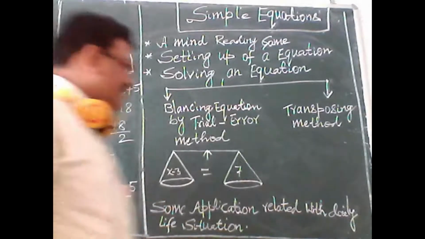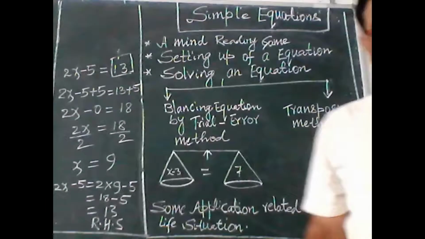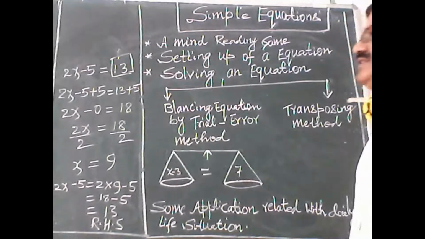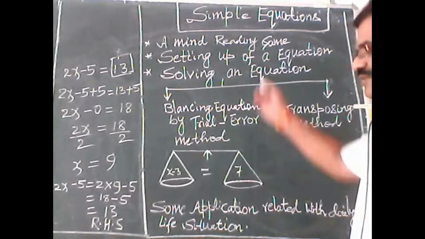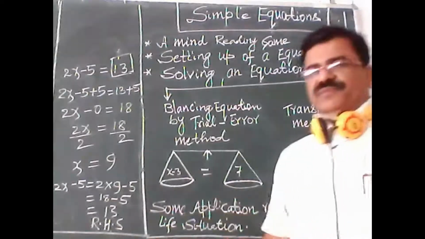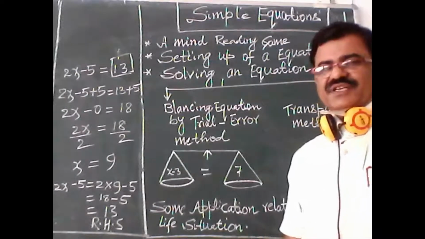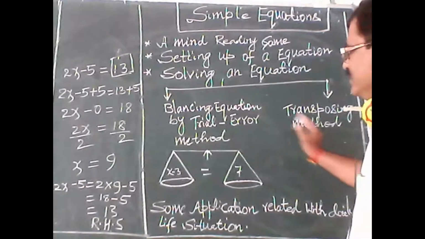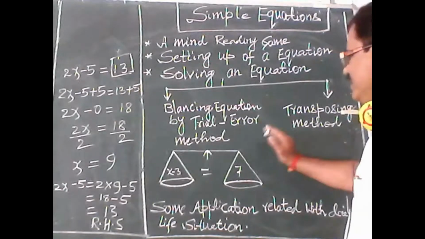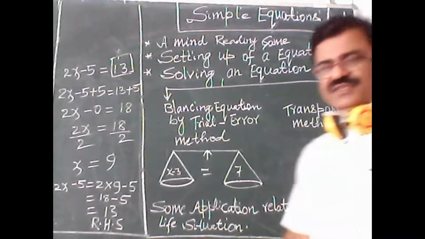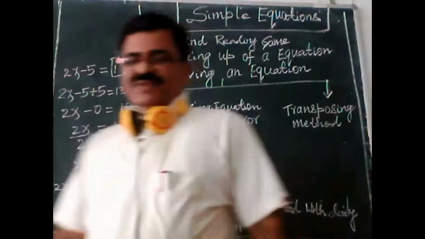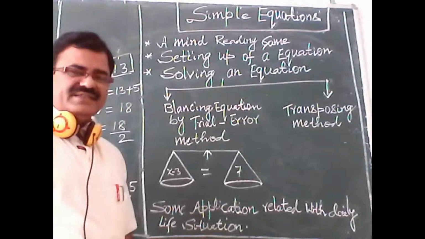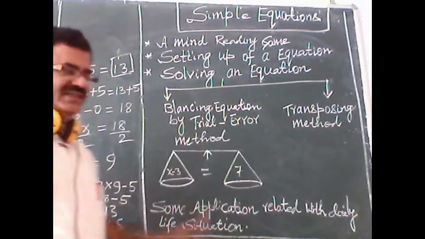Now some applications related to daily life situations. You can think about any situation. Suppose any number, like the mind reading game, or any situation that is given. You set up the equation and after that you solve it by these two methods, that is, balancing equations by the trial and error method or the transposing method. So students, I think very easily you can solve the questions of the entire exercise, every question, by this concept.